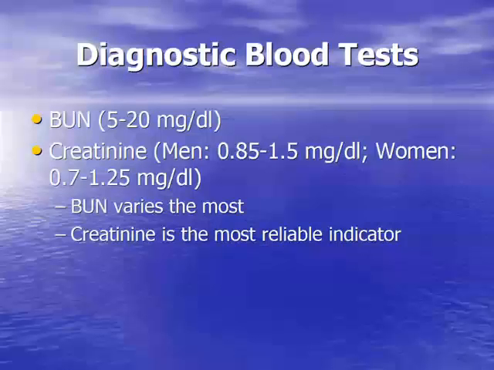So the other, you'll see elevations when there's been increased muscle breakdown in patients, but also you'll see an increase in the creatinine levels when patients have renal failure and different types of renal disorders. When about 50% of the nephrons are destroyed, the serum creatinine will be extremely elevated.